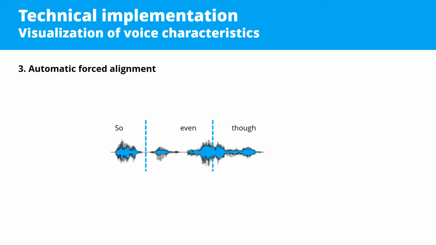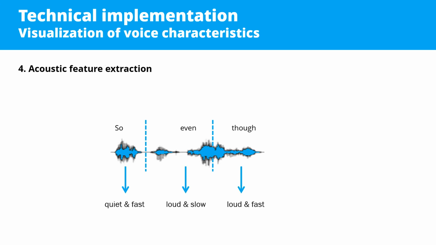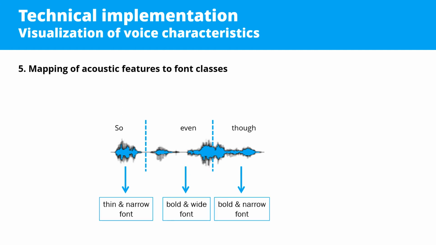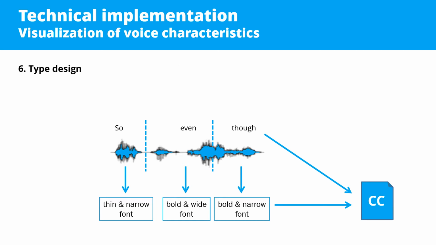For each of our audio speech segments, an automatic forced alignment process is applied. This process takes the transcription of the audio speech segment and provides the start and end time for each word in the speech segment. Next, feature values from the word segments are extracted, which give us information about loudness and speed of each word. Then the acoustic features are mapped to font classes. Based on the content of the original caption file, a new caption file is produced that contains font definitions according to the mapped font classes.